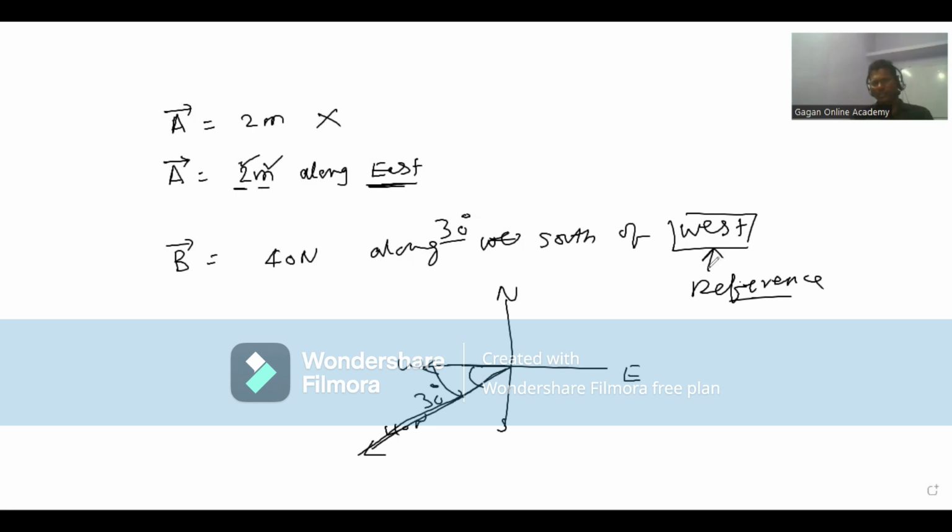In this way we have to represent this type of picture. Here, south of west, west is taken as the reference point. So from west you have to start and move in the direction of south. South is here, so in this direction I have to move. The degrees given is 30 degrees, so up to here say 30 degrees. Then this line, this vector, indicates 40 Newton along 30 degrees south of west. In this way we have to represent vectors.